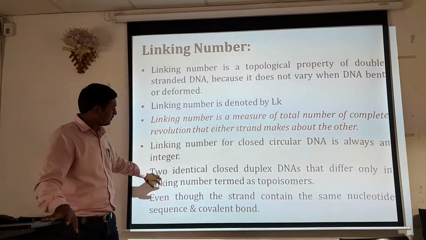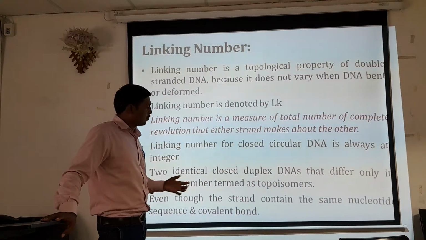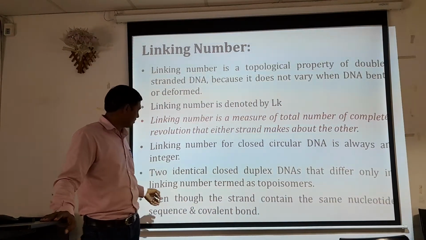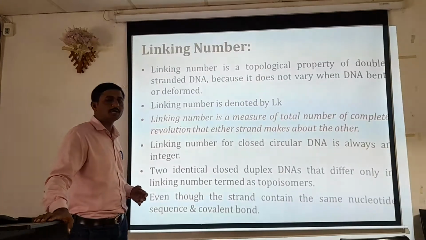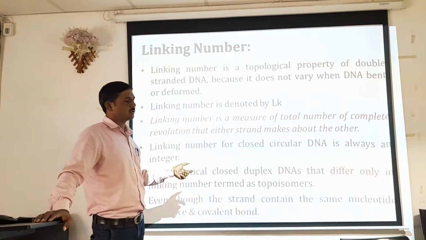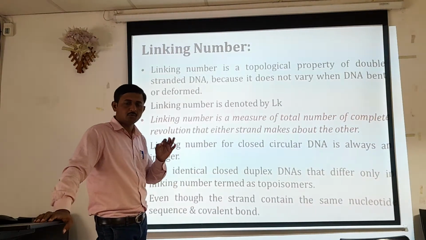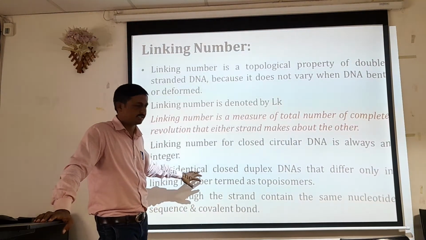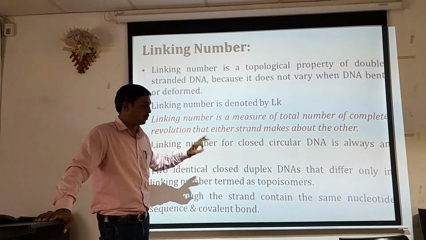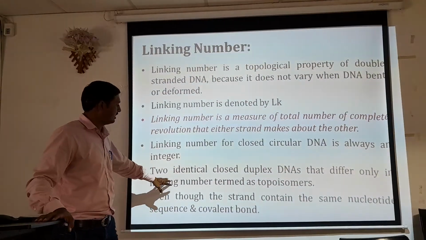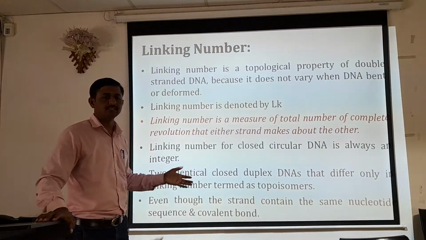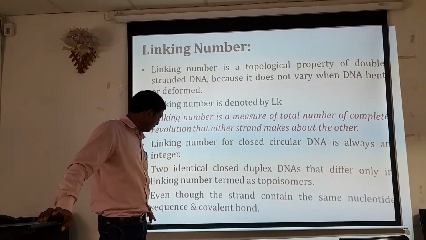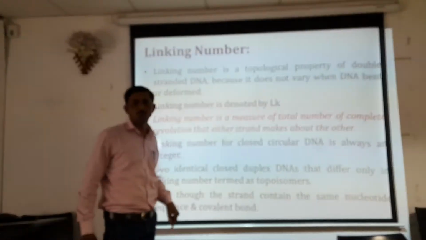Two identical closed duplex DNAs that differ only in the linking number are termed topoisomers. Both DNAs have the same nucleotide sequence, and closed duplex DNAs that differ only in the linking number are called topoisomers. It is a different terminology, even though the strands contain the same nucleotide sequence and covalent bonds.